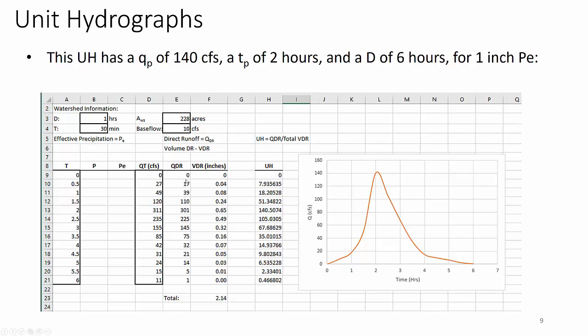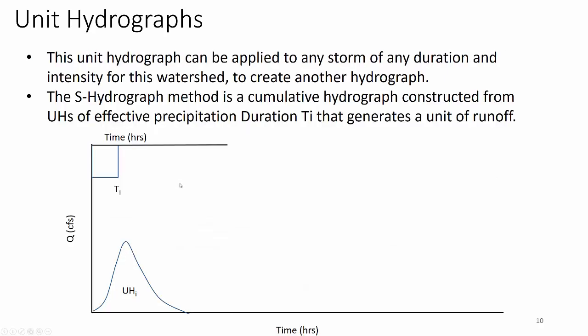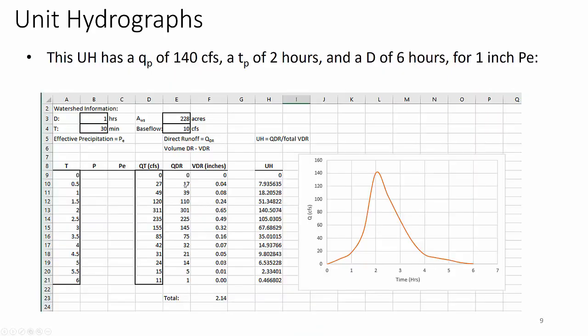So the flow of direct runoff is, we start with 0, and we subtract base flow, 10 cubic feet per second. So 27 minus 10 is 17, 39, 110, etc. So we subtract our unit of base flow. That gives us QDR. Now, the volume in terms of inches is just simply this divided by the watershed area. And that tells us how much of the volume of rainfall has been allocated to this system.